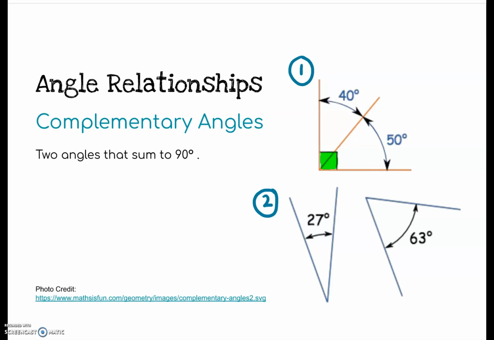Notice in example 2 that we are given two angles, but they're not together. Just because the angles are not together does not mean that they are not complementary angles. If we were to take the sum of 27 degrees and 63 degrees, we find that these two angles do sum to 90 degrees, proving that they are also complementary angles.